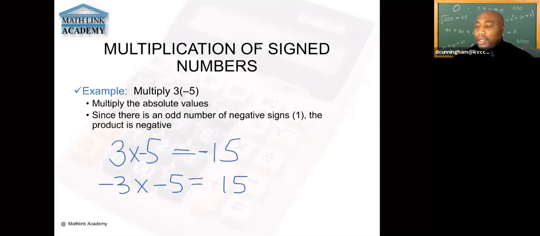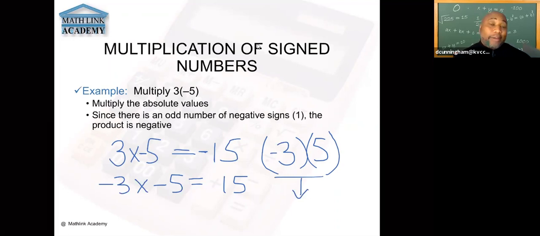Let's do another one. Let's use 3 and 5 again. Let's say negative 3 times 5. And notice how I'm writing this in many different ways. In this case, since you have an odd number of negatives, the final answer would be negative. It'd be negative 15.